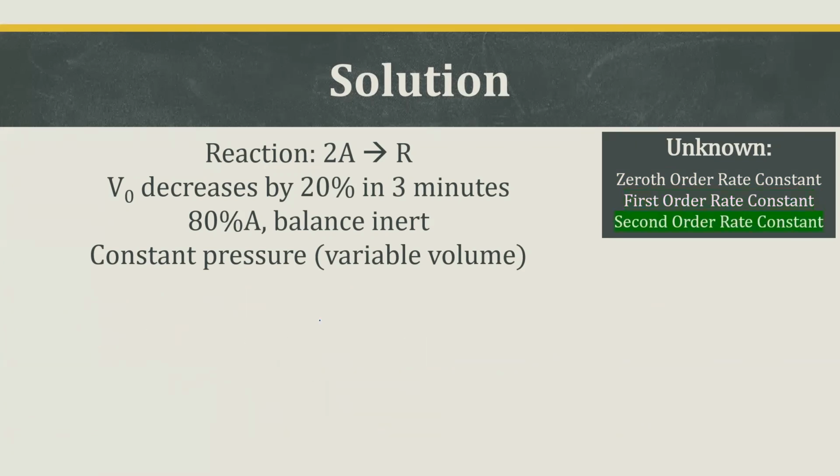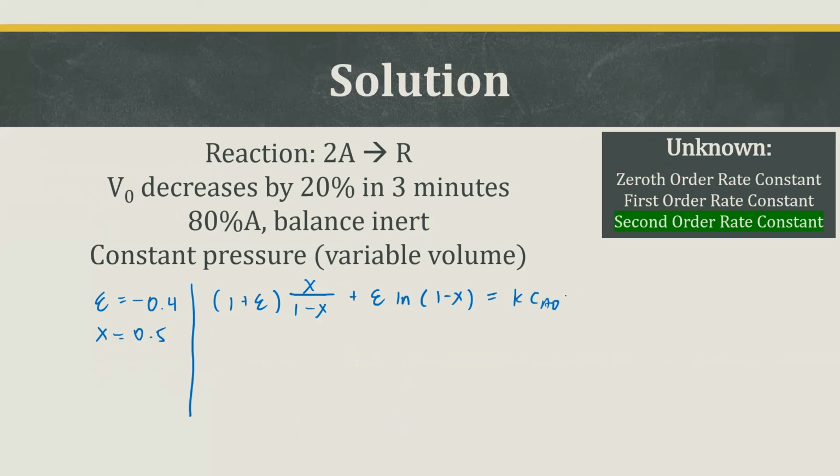Okay. Finally, we do the second order rate constant. So again, we copy the epsilon and the x, and then we substitute values at the right side. So for the second order, the equation is 1 plus epsilon times x over 1 minus x plus epsilon ln of 1 minus x equals k CA0 t. Okay. We substitute the values. So this is going to take quite some time because it's a long equation.